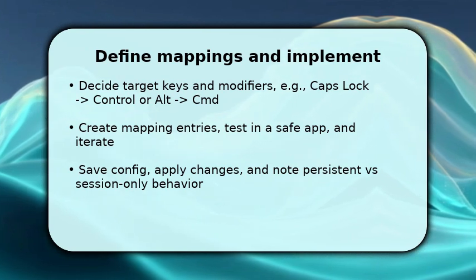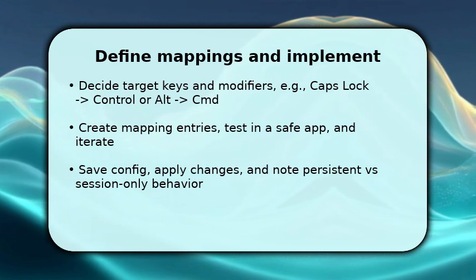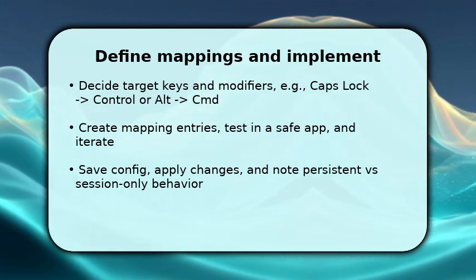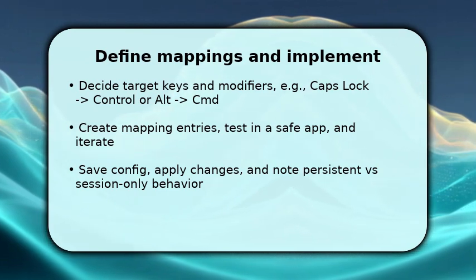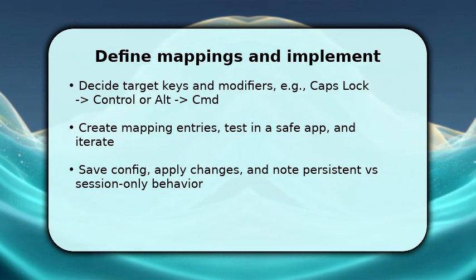Test immediately in a text editor or terminal to confirm behavior. If keys conflict, adjust priority or add conditions. Once satisfied, save and enable persistence so changes survive reboots, or opt for session only if you're experimenting.